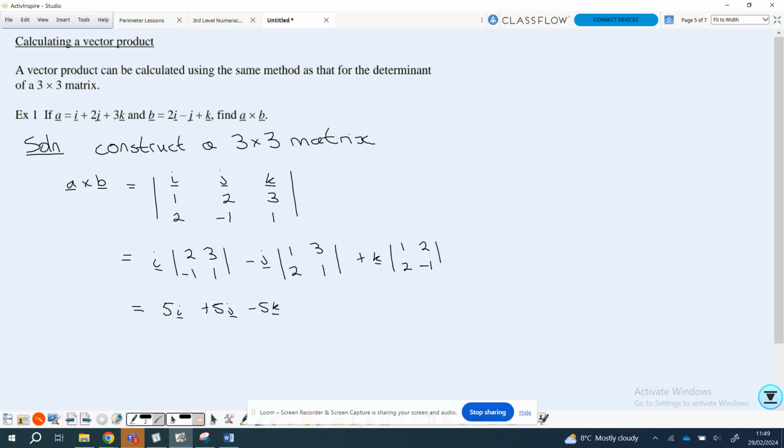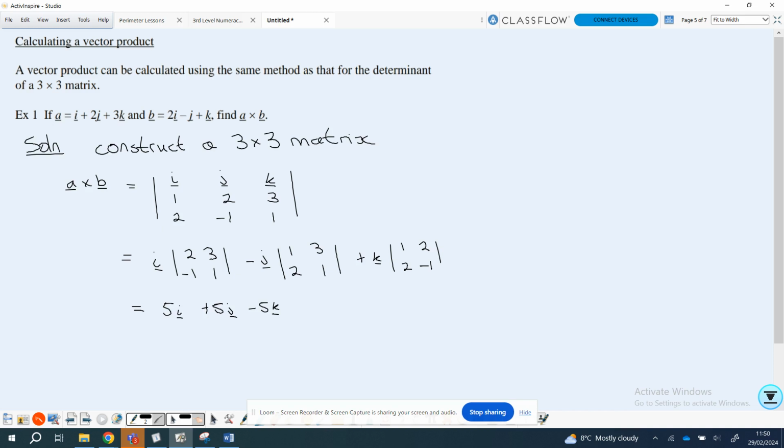Okay, so that's the values that we would get from each of those 2 by 2 determinants there. Remember, just changing the sign of the middle one because it was negative j there. Okay, so that's us answered the question. What we found is a vector that would actually be perpendicular to both A and B. Okay, so that's the first one done.